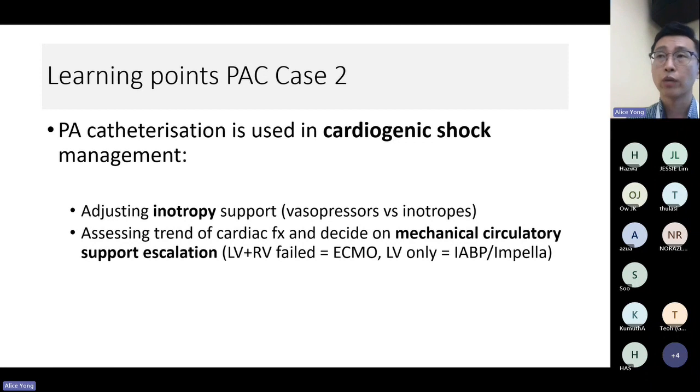So it's good that we can practice using some invasive tools to help guide the inotropic support and prepare ahead for mechanical circulatory support in cardiogenic shock. For example, if it's only the LV that is down, the LV output is down, then maybe we can think of escalating to an impeller or other things. But if the LV and RV both fail, then we probably have to call the surgeon in to help us with ECMO, because an impeller alone or an IABP alone cannot support the right side.